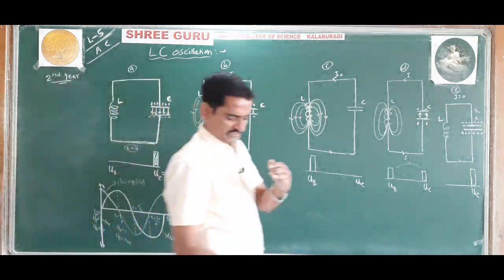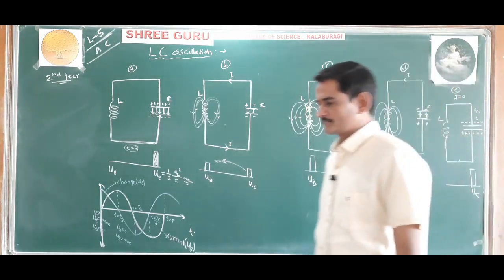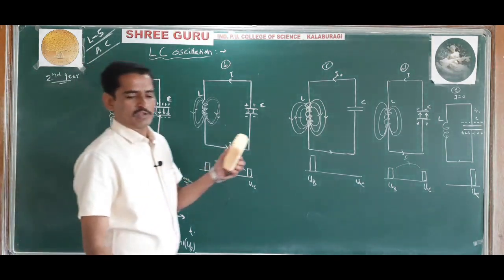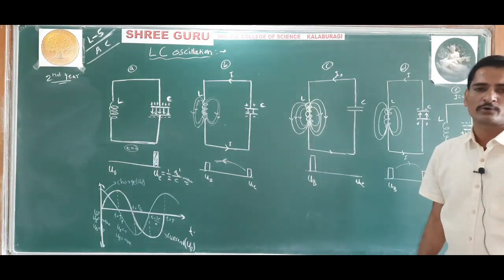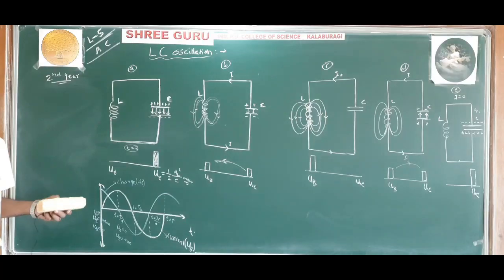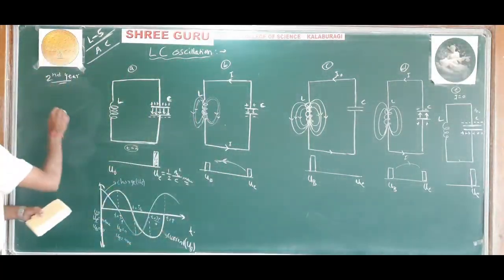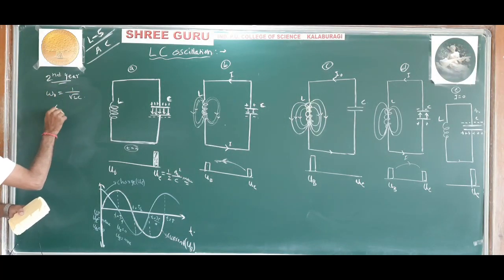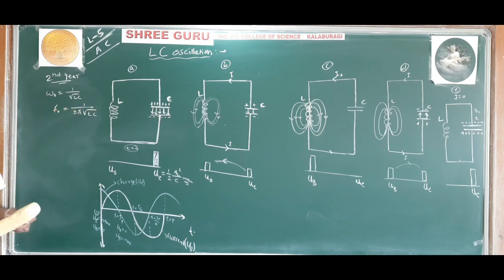In the previous class, we studied sharpness, quality factor and resonance of the LCR circuit, and we studied different formulas for resonant frequency. Resonant frequency is given by omega naught is equal to 1 by root LC, or f naught is equal to 1 divided by 2 pi root LC. This is called resonant frequency.